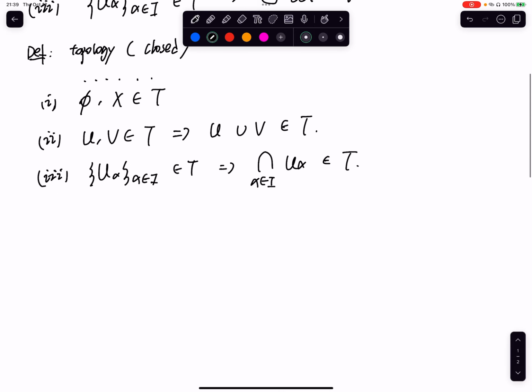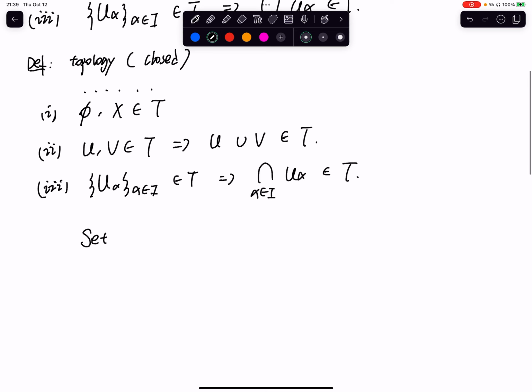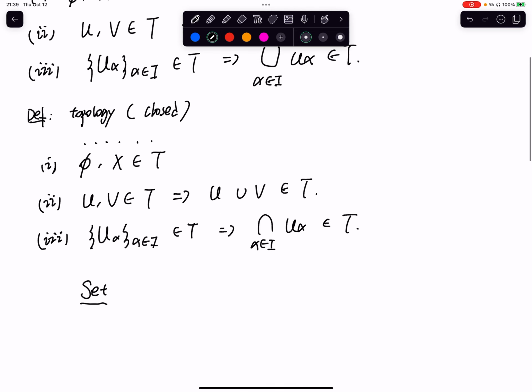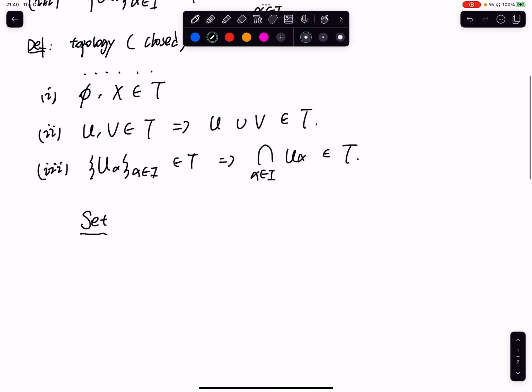Before we proceed, let's just observe what a topology is. So, given a set X, same as the definition, we induce a structure for topology. So, we may say a topological structure.